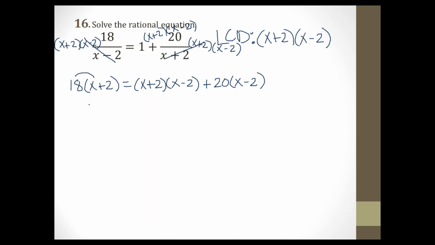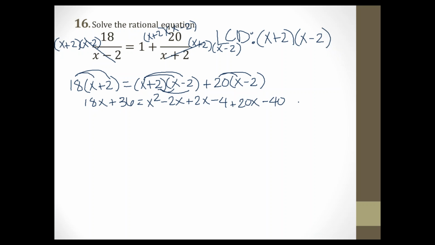So 18 times x is 18x. 18 times 2 is 36 equals, I'm going to FOIL these two binomials. So x times x is x squared. X times negative 2 is negative 2x. 2x times x is positive 2x. Then 2 times negative 2 is negative 4. And then 20 times x is 20x. And 20 times negative 2 is negative 40.